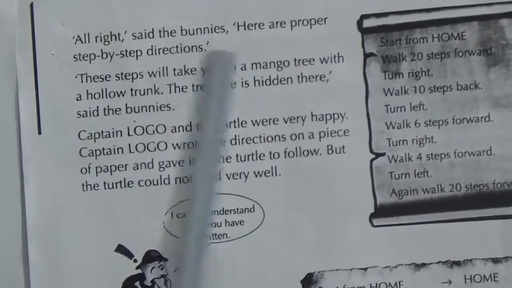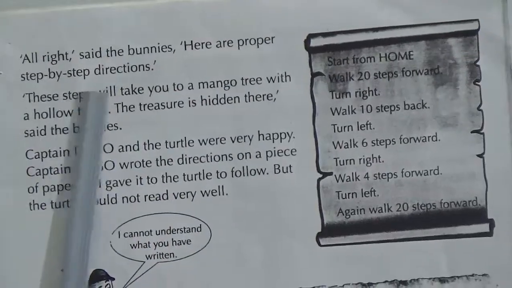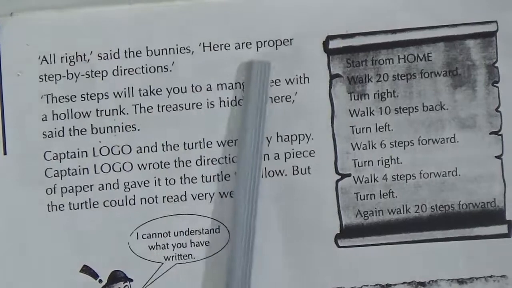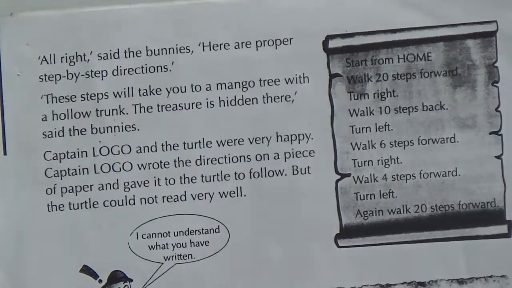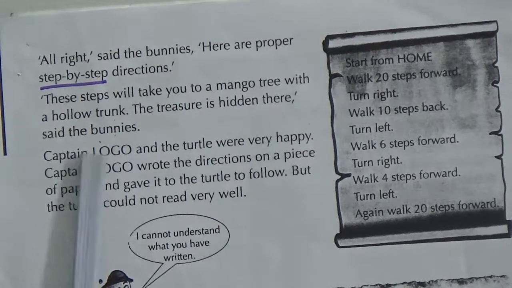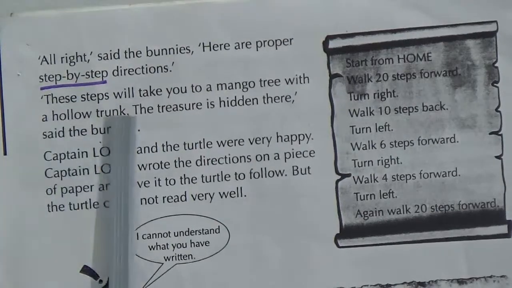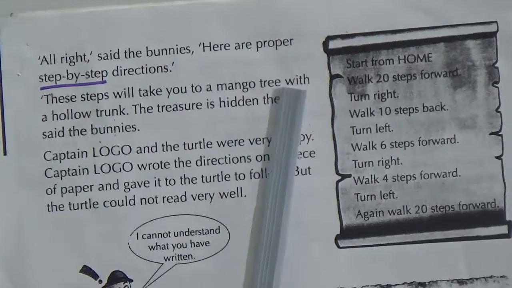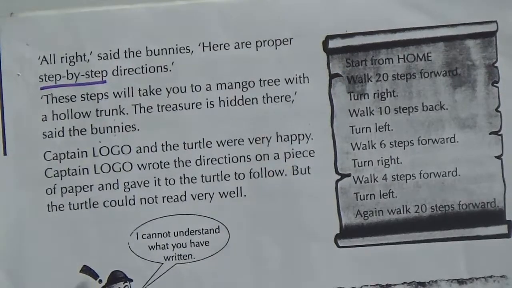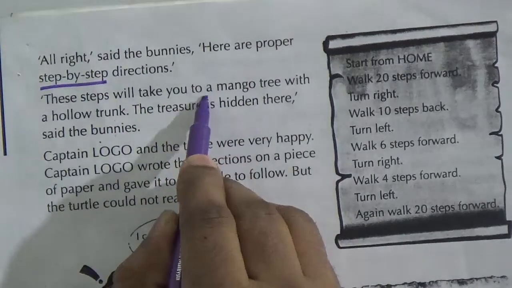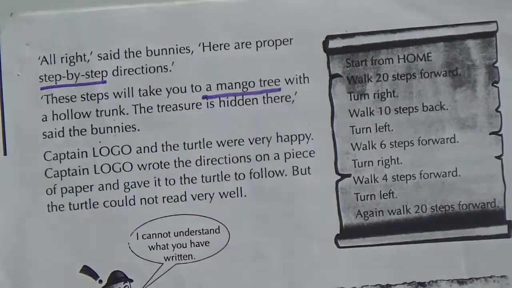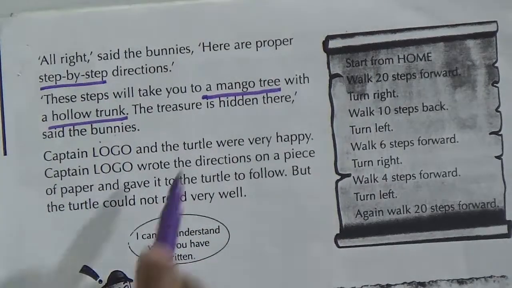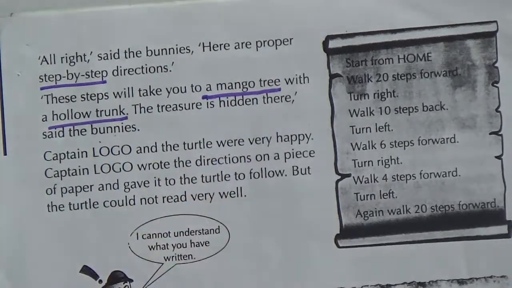All right, said the bunnies, here are proper step-by-step directions. We should give the directions step by step. This is very important. These steps will take you to a mango tree with a hollow trunk where the treasure is kept. Hollow trunk is a vacant trunk. The treasure is hidden there, said the bunnies.